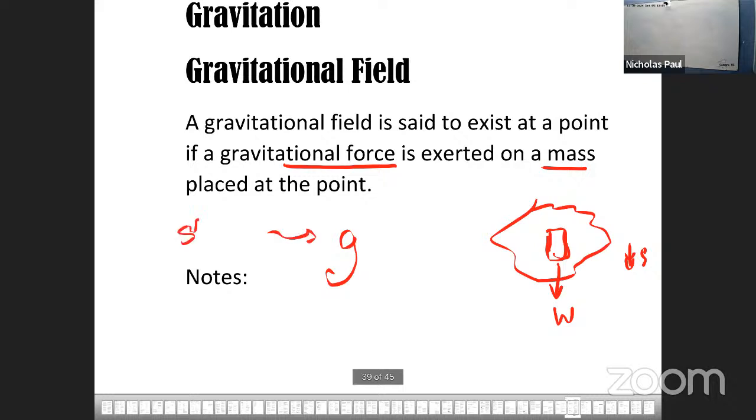You would have done this already. You recognize that gravitational field strength, that g value. That g value is what? 9.81. So that g value is 9.81, and that is the strength of the gravitational field.